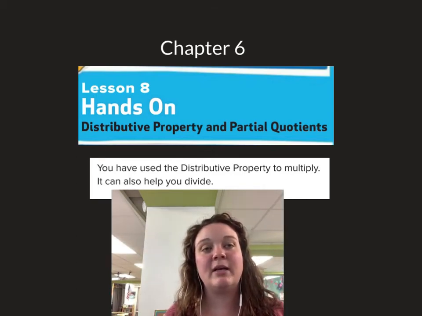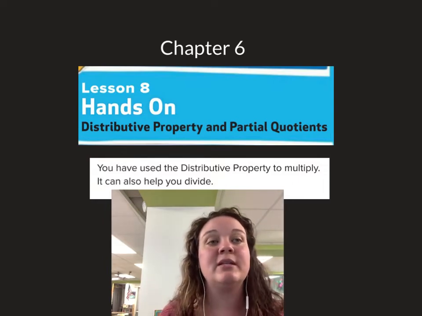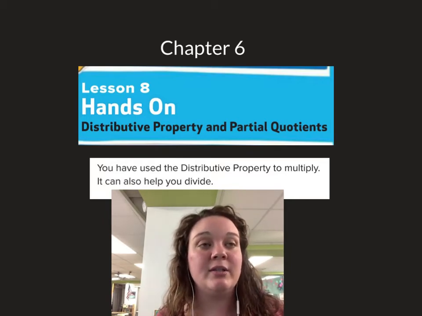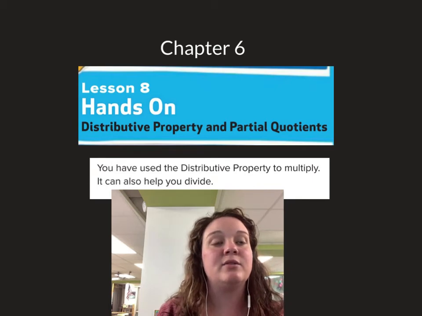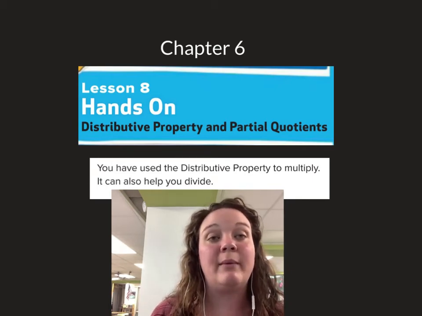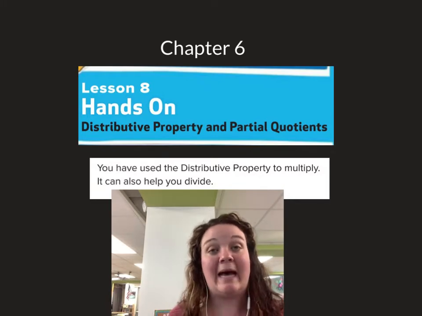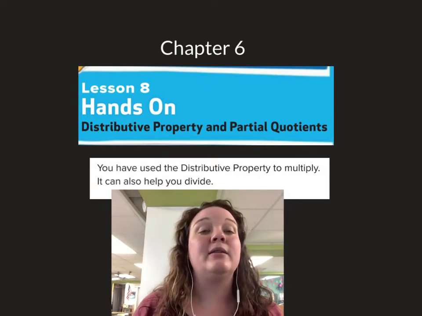Today we're going to be talking about the distributive property and using partial quotients. The word partial just means part of, and quotients are our answers to our division problems. So we're going to dig into a different way to divide that maybe some of you will enjoy more than the traditional way.